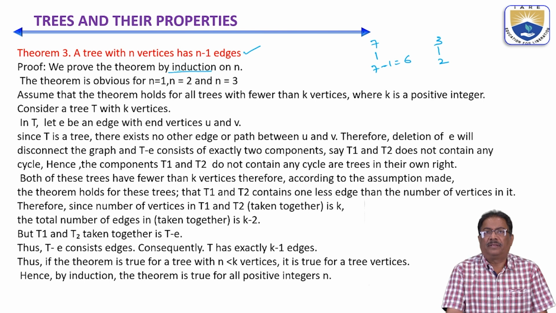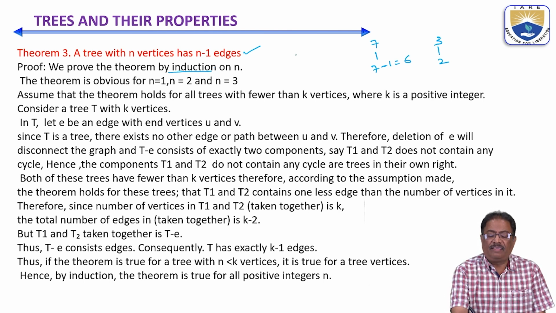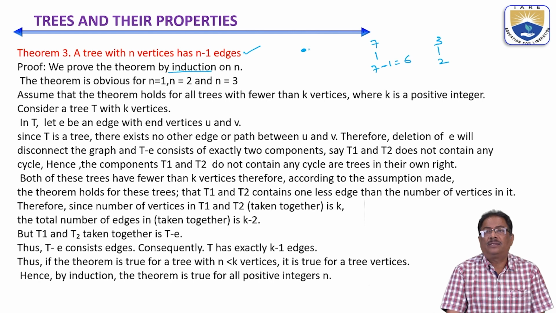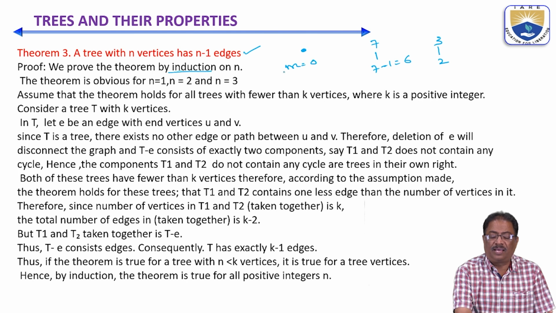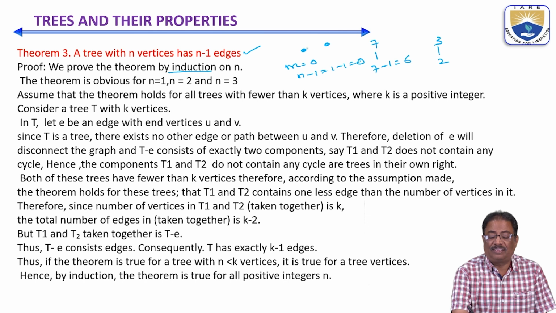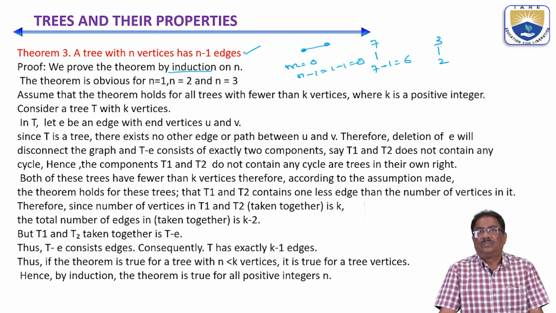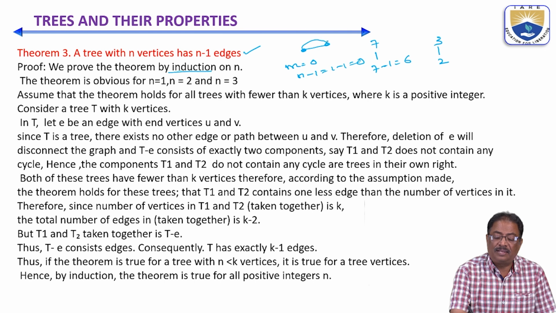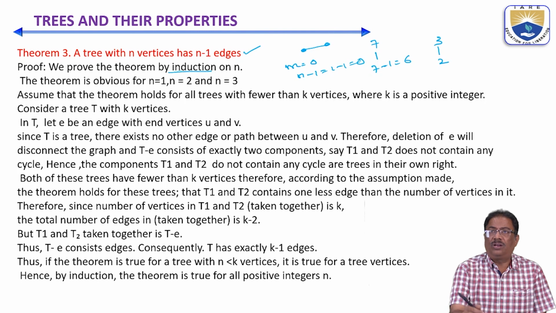Induction method. Here it is obvious for n equals 1: the vertex is 1, then the number of edges is 0, there is no edge. So n minus 1 is 1 minus 1, which equals 0. And if I consider two vertices, then I can connect them like this. If I connect like this, then it is not a tree. I have to connect like this only, then it will become a tree.